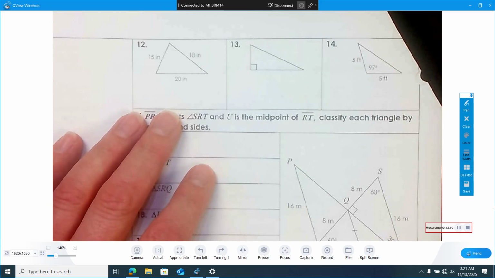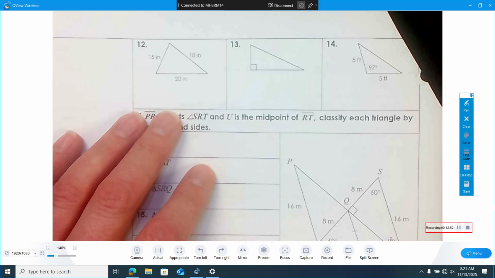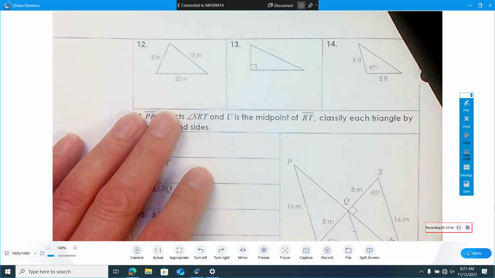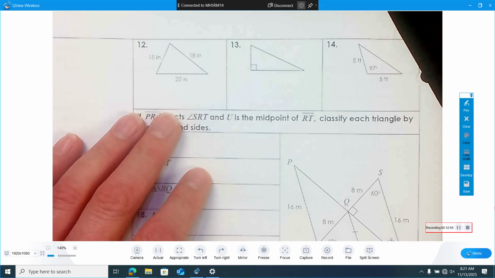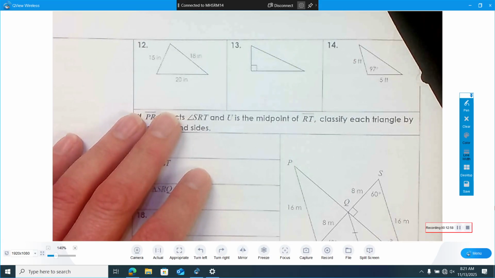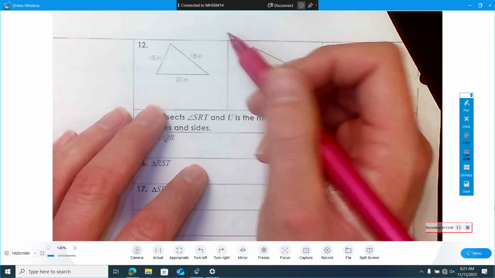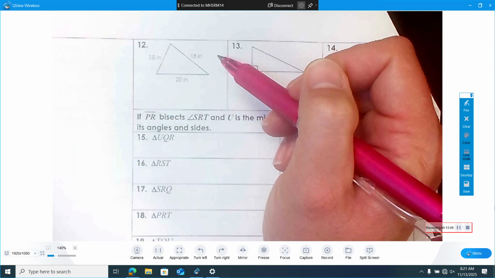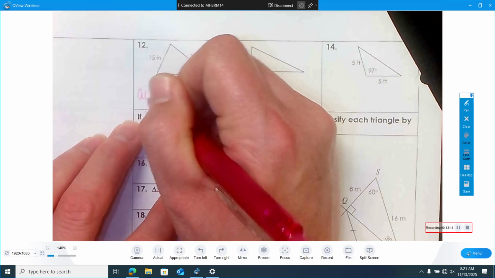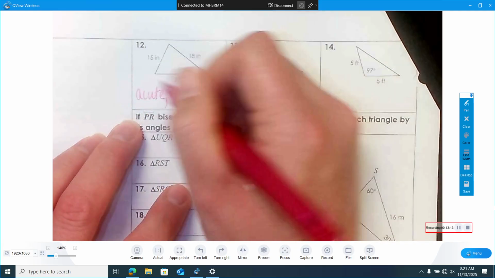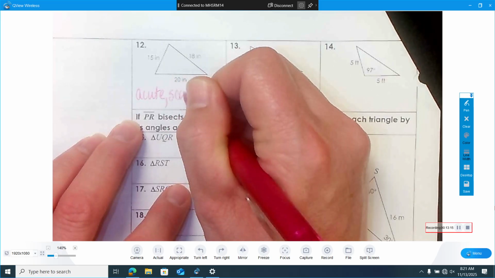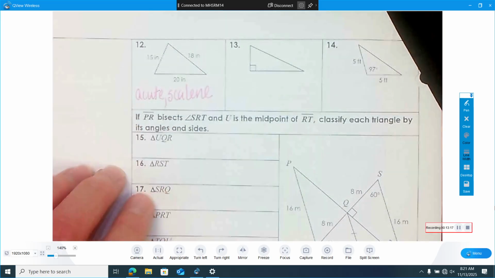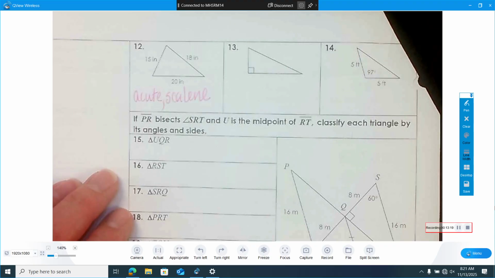Tell me about number 12. Tell me about the angles. They're all different, it's true. Acute scalene is very good. Acute, all the angles are little angles. They're cute little angles, so it's acute. And since all the sides are different side lengths, that'd be scalene. I think we're good with that. You good with that? Okay.